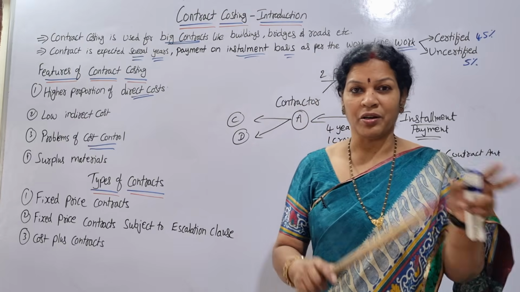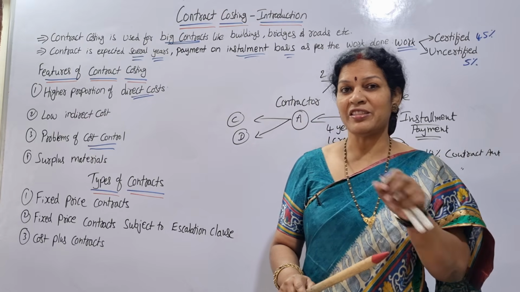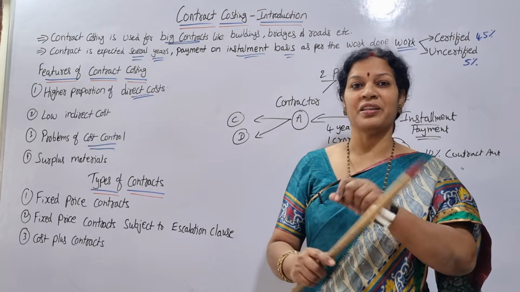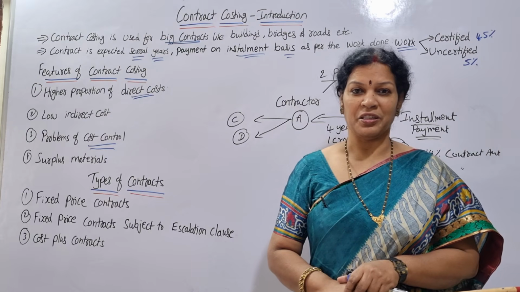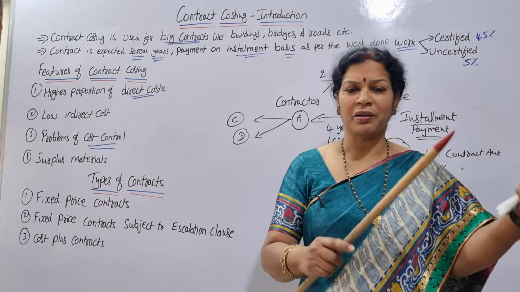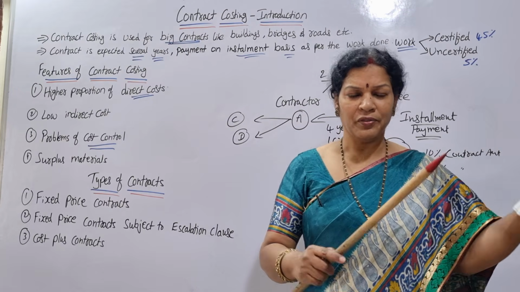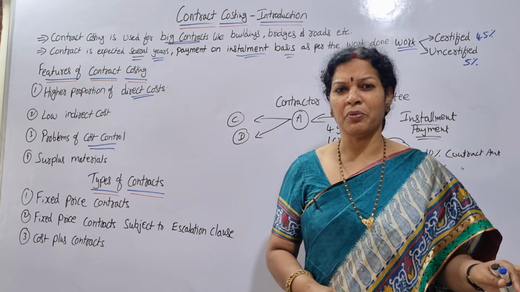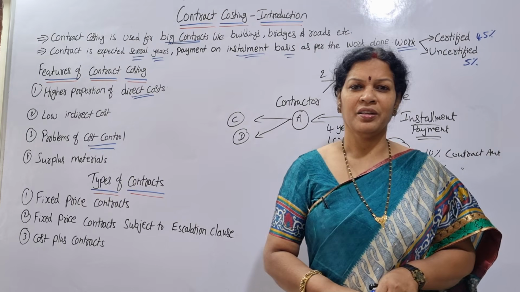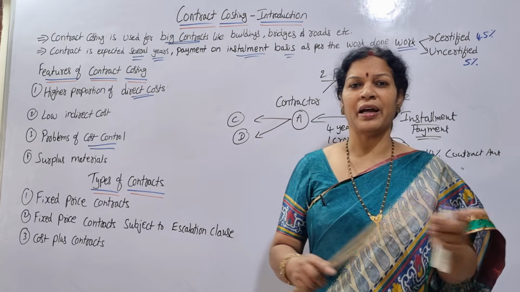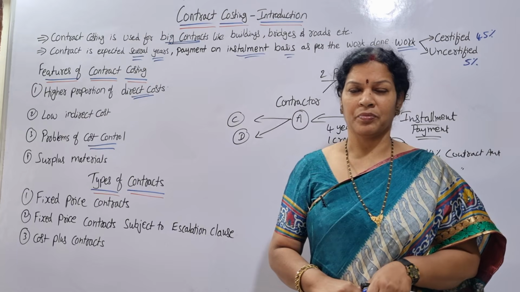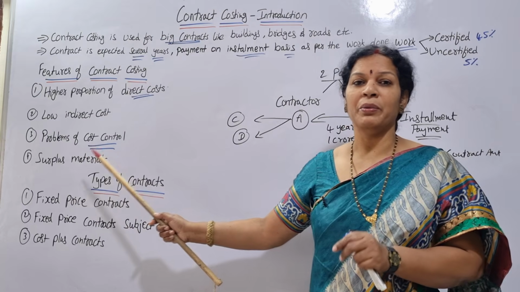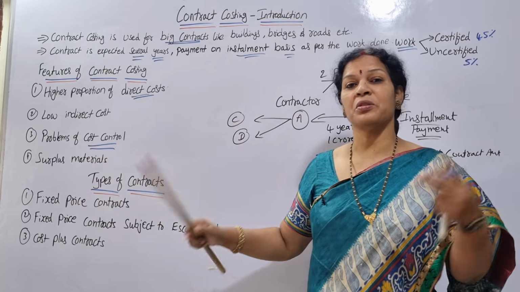In the contract account, we'll find a surplus amount. This surplus amount will be transferred to the next year. Every year we'll prepare the contract account, so whatever surplus is left, just like in the profit and loss account, the net profit will be transferred to the next year, isn't it? By adding to the capital account, right? In the same way here also we'll be transferring the surplus to the next year.